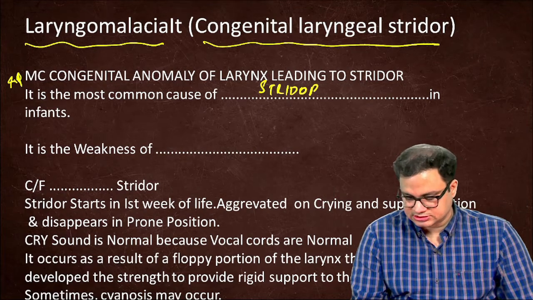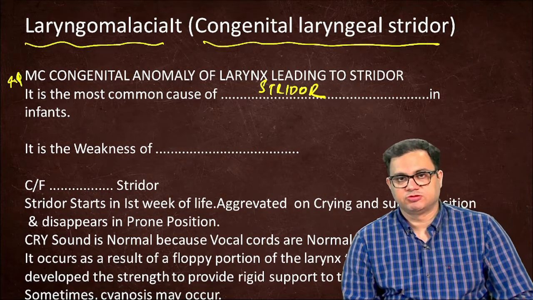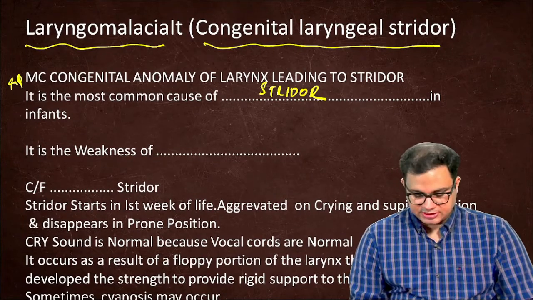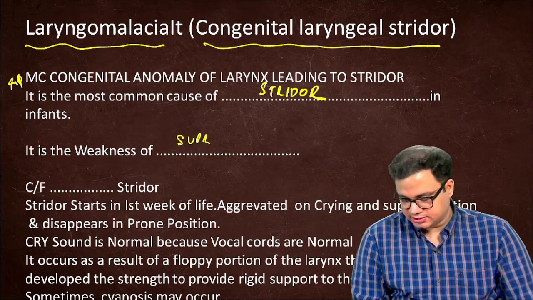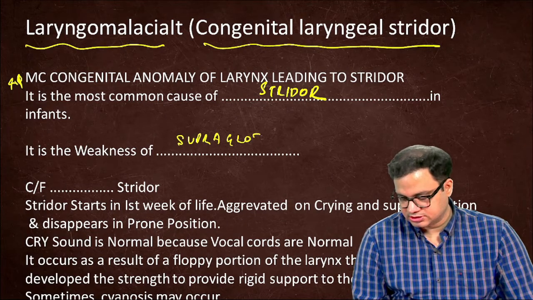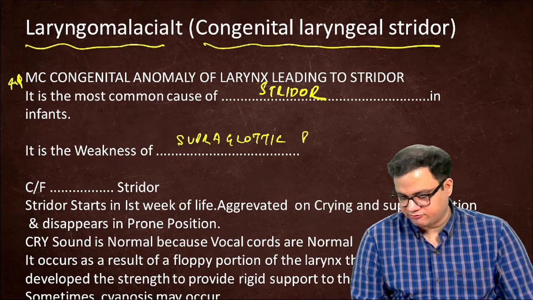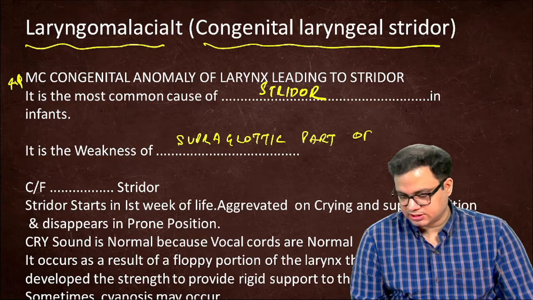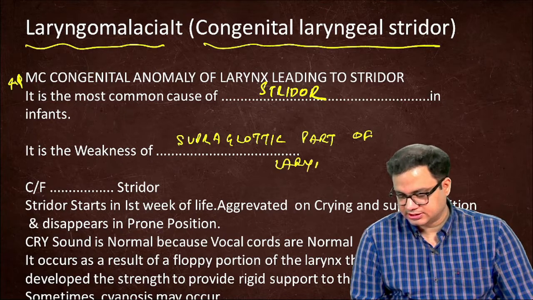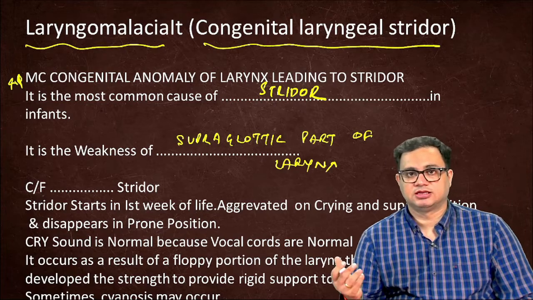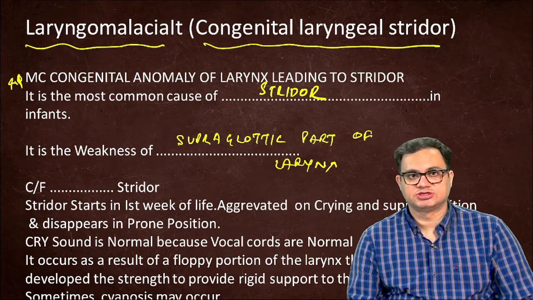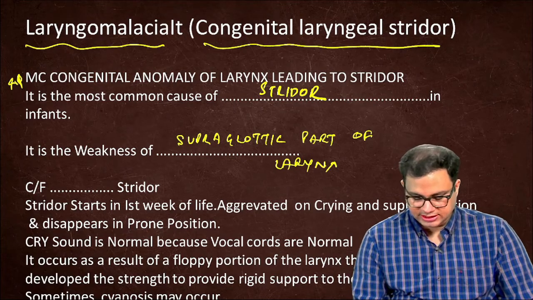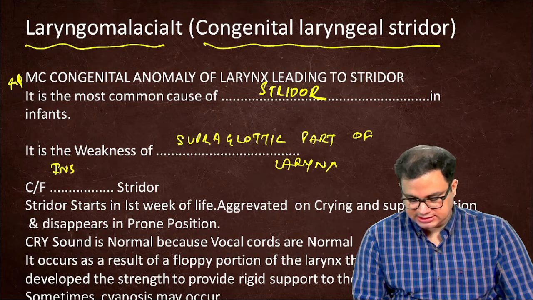So in the clinical features, the patient will have an inspiratory stridor, and basically it is because of the weakness of the supraglottic part of the larynx. So remember, in stridor which we have read, if the patient has any airway obstruction in the pharynx or the supraglottic part of the larynx, the patient will have a stridor. So the clinical feature is that the patient has an inspiratory stridor.